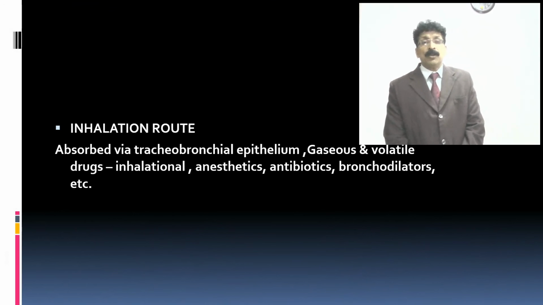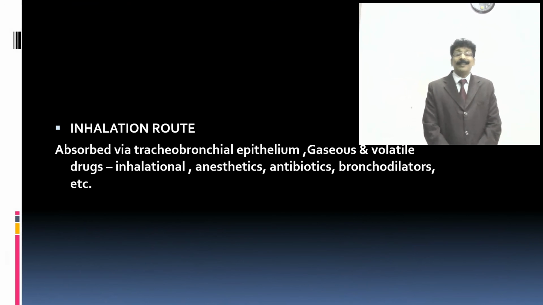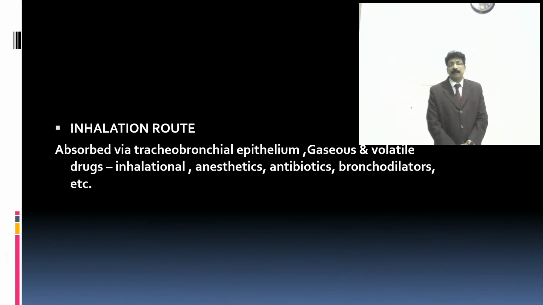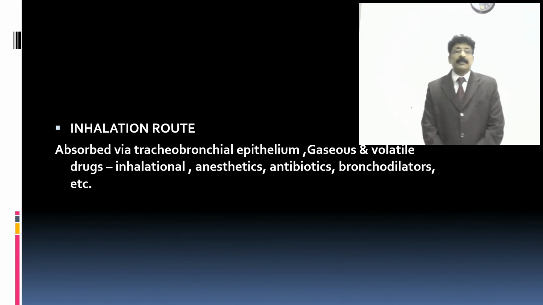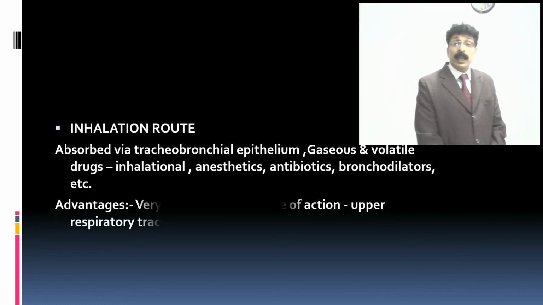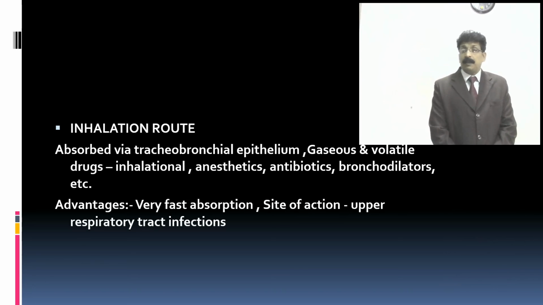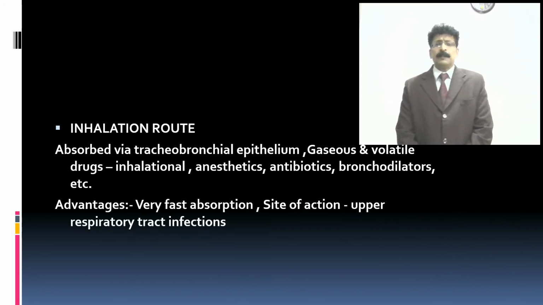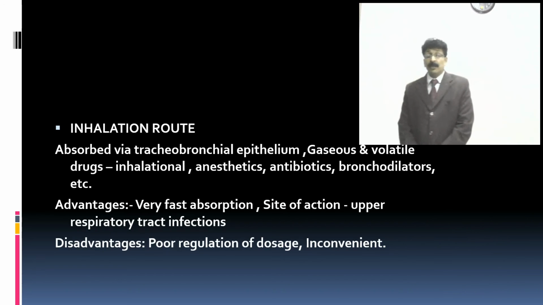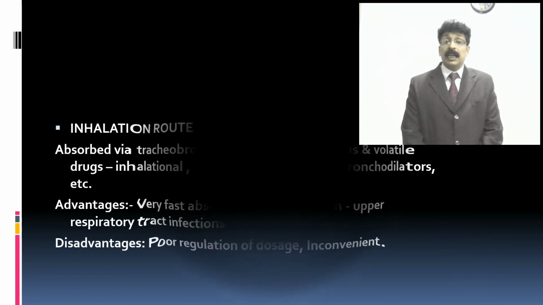So you can see the inhalation route, absorption via the tracheobronchial epithelium. Gaseous and volatile drugs, inhalation anesthesia, antibiotics, bronchodilators, etc. can be given. Advantage: very fast absorption. Site of action: upper respiratory tract infections. Disadvantage: poor regulation of the dose. Sometimes it is inconvenient also.